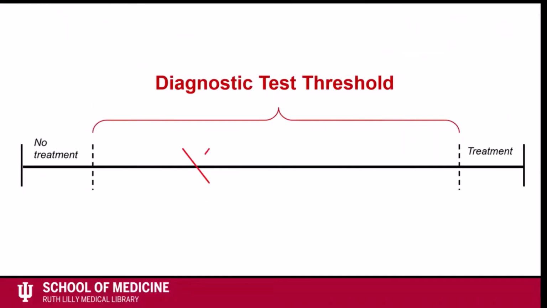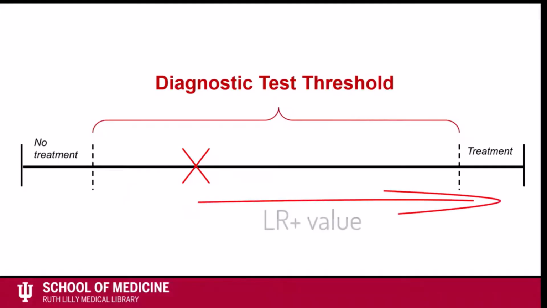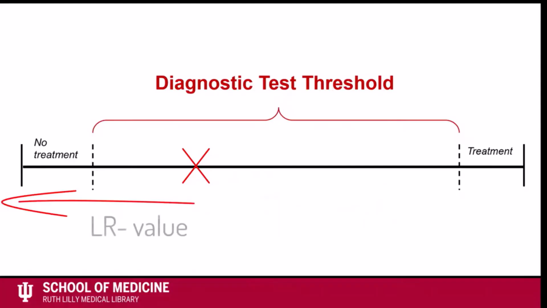The likelihood ratio can change the probability of disease, either moving closer to the treatment threshold if testing positive, or moving closer to the no treatment threshold if testing negative. How much the post-test probability changes depends on the actual value of the likelihood ratio.